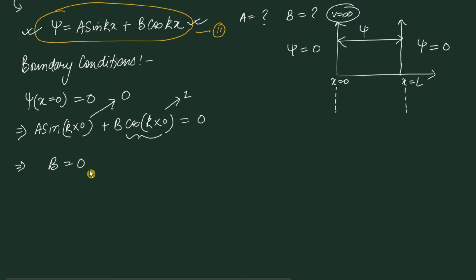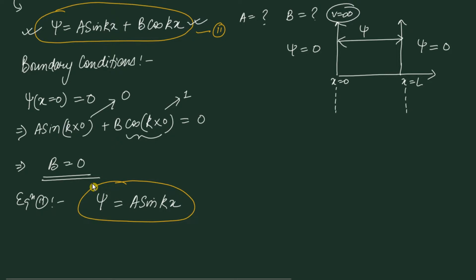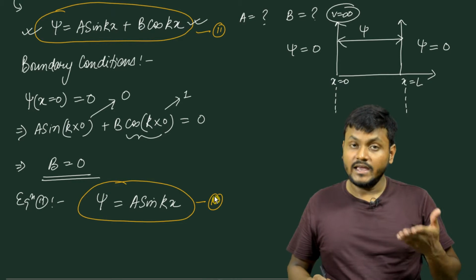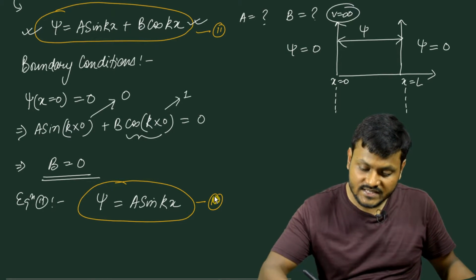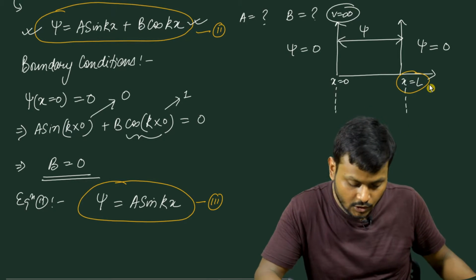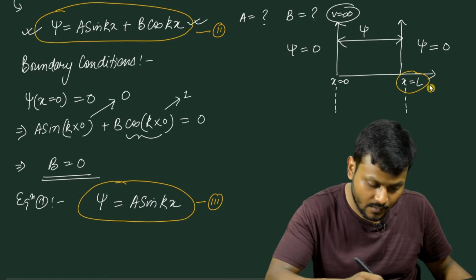So if b is equal to 0, then I can again write equation 2 in a new form, that psi is equal to a sine kx. So this is the new form of the eigenfunction solution. However, even this is not enough because I need the term a. Now let's apply the second boundary condition, x is equal to L, and see what sort of information I can come up with from there.